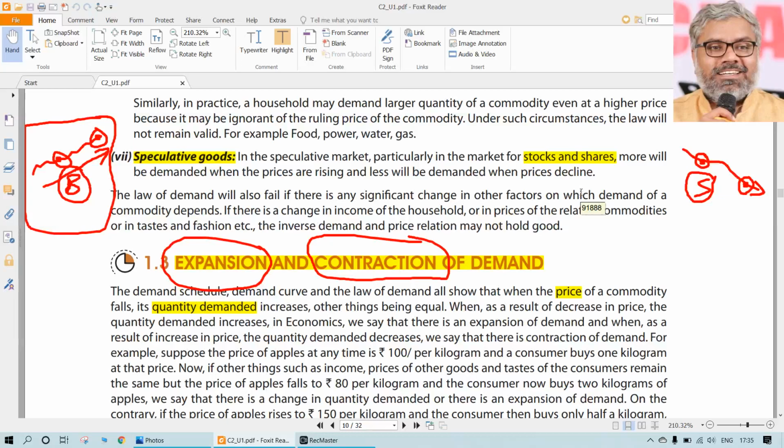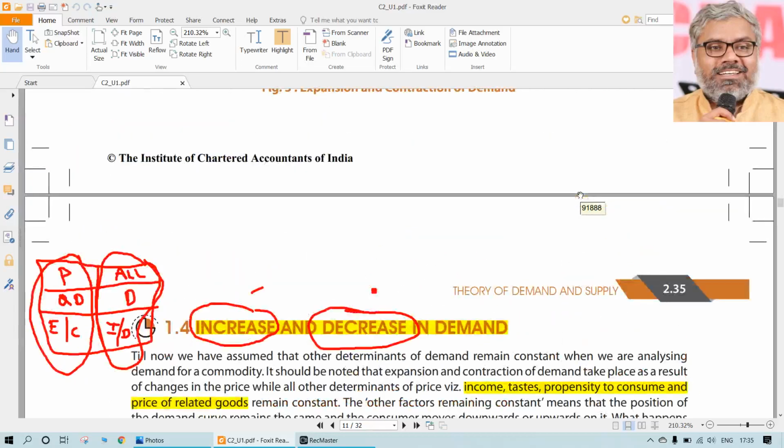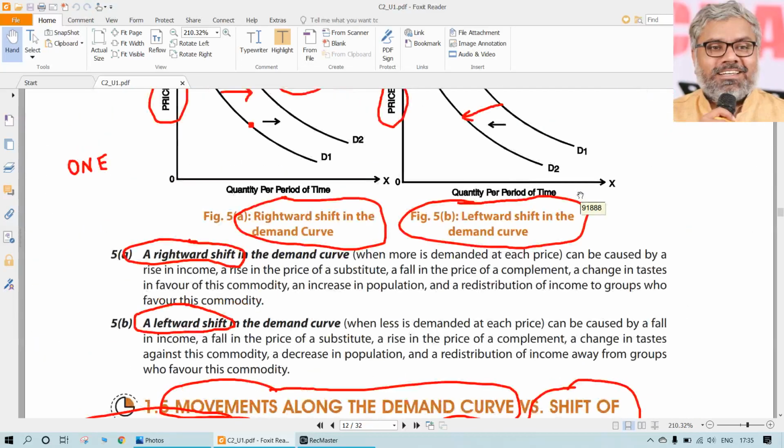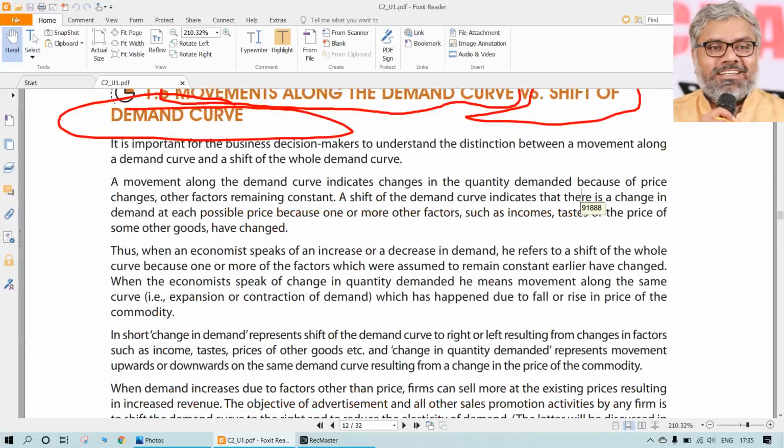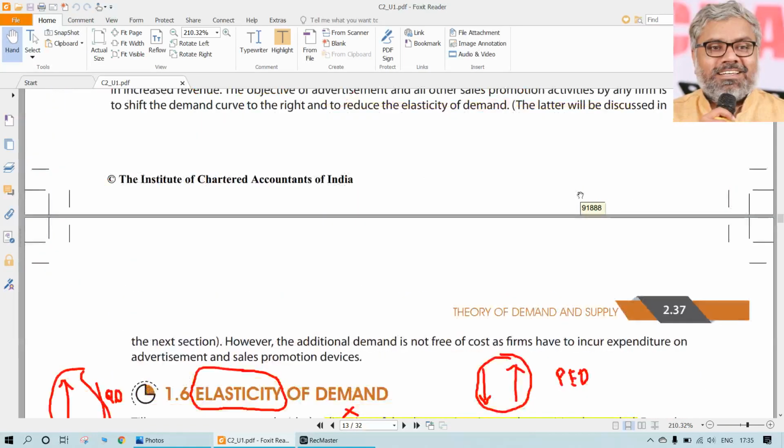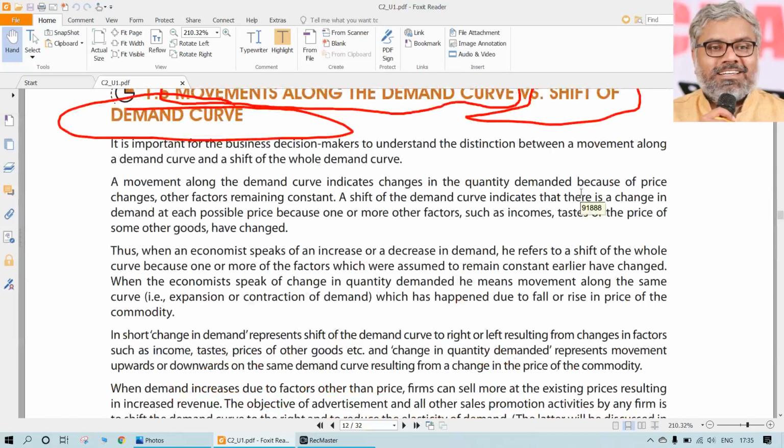And what is the difference between expansion and contraction of demand? Increase or decrease in demand? Very important aspect. Same thing expressed in a different way. Movements along the demand curve versus shift of the demand curve. How that happens? In what situations we can call that quantity demanded? In what situations we can use the word demand?